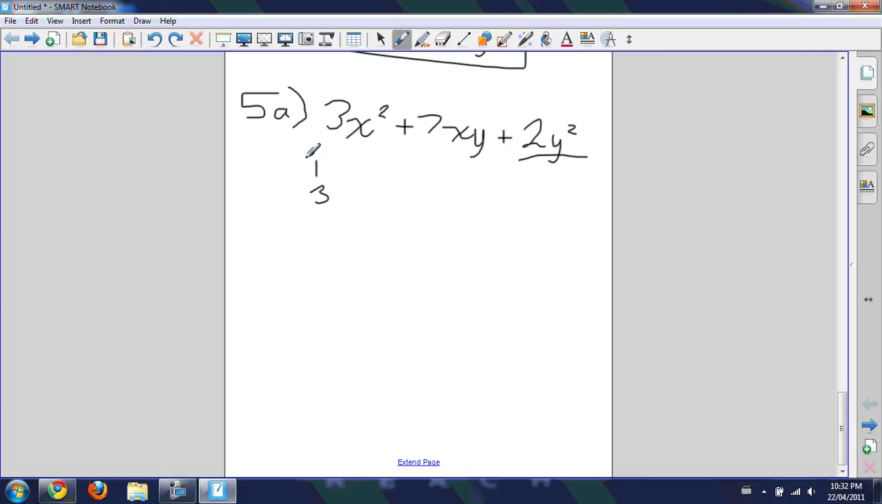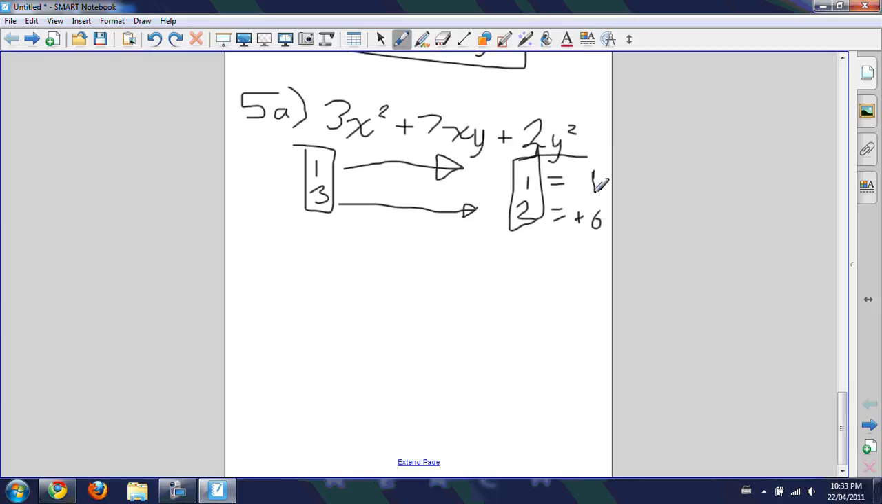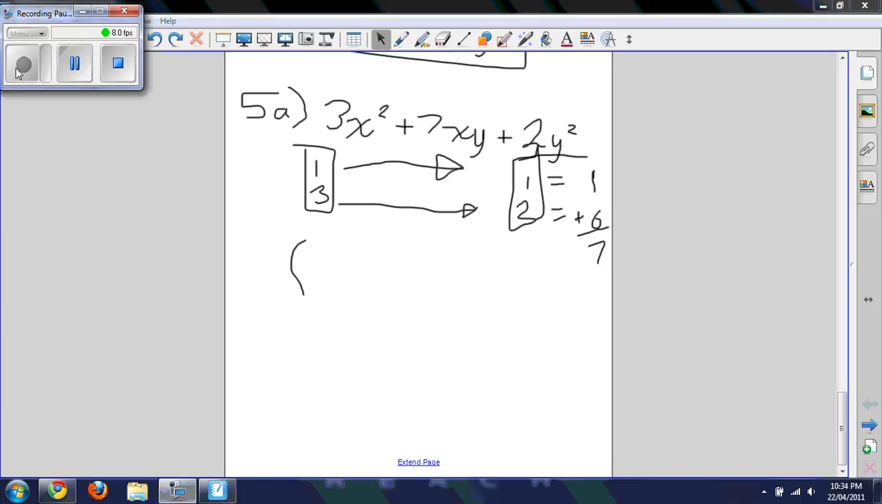Find the factors 1 and 3, and 1 and 2, and sorry, you multiply these two and multiply this. Give you 1 plus 6, okay, 7.